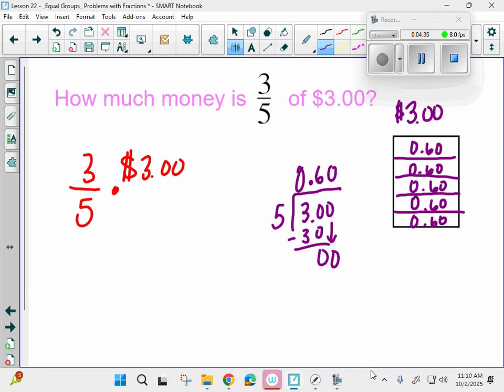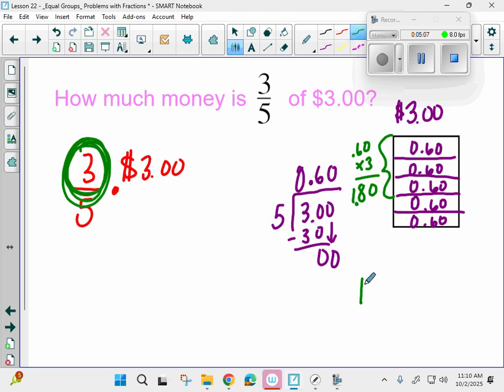Okay. Now, how many of these fifths do I need? I need 3 of them. Okay. So I need 3 of the fifths, which means I could add these 3 up, or I could do 60 cents times 3. You can do it either way. All right, that would give me a 0, and 6 times 3 is 18, and move the decimal over 2 places right here. So I would get $1.80. Or add 60 cents plus 60 cents plus 60 cents, which is $1.80, okay?